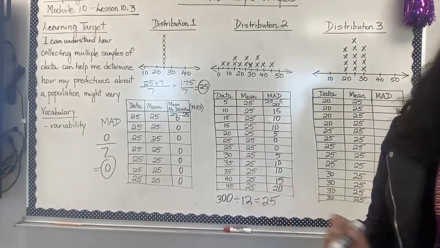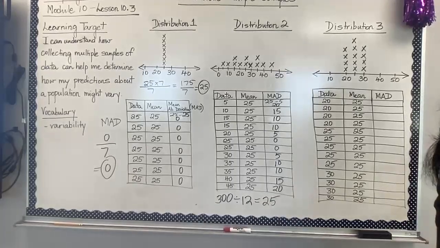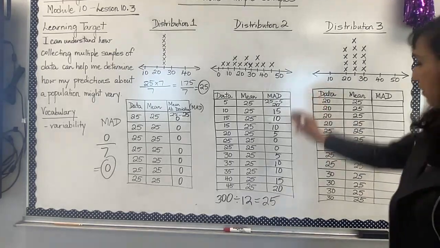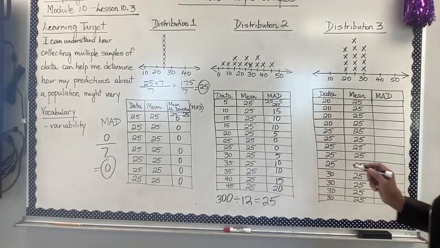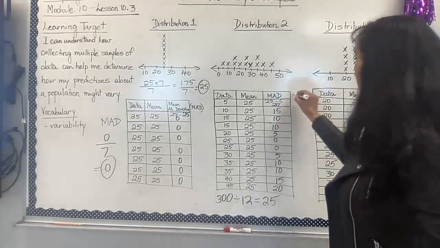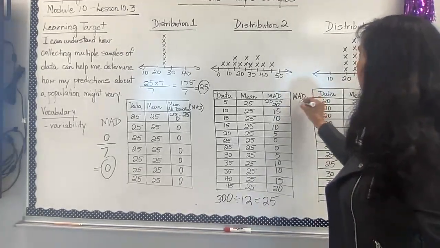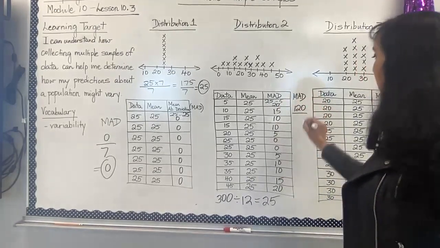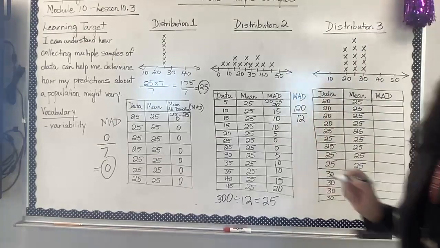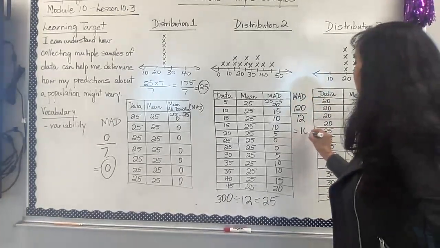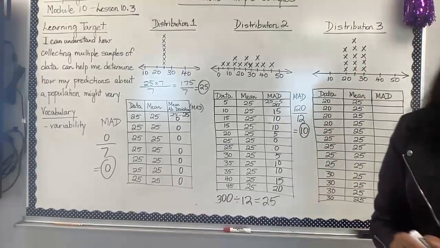And then when I am going to find what the mean absolute deviation of this would be, I'm going to add up these numbers. And when I add up these numbers, I am going to get 120. I'm going to divide by 12 because there are 12 numbers over there. And so my mean absolute deviation is going to be 10.